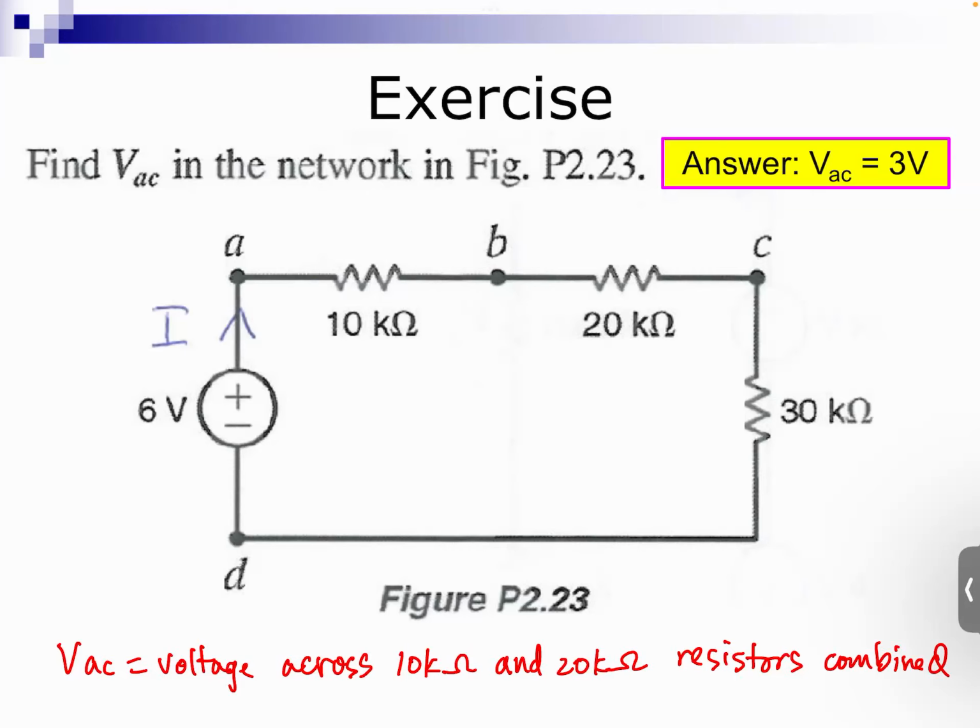VAC is of course the voltage across these two points, A and C. If you can see in the figure, it's the voltage across the 10 kilo ohm and the 20 kilo ohm resistors combined.